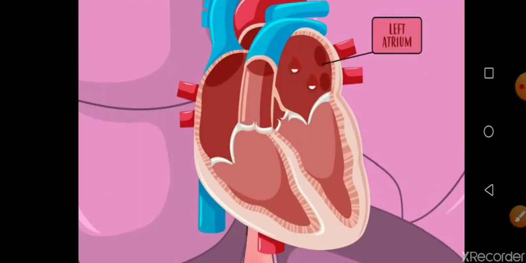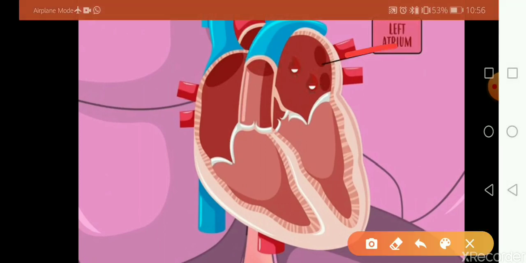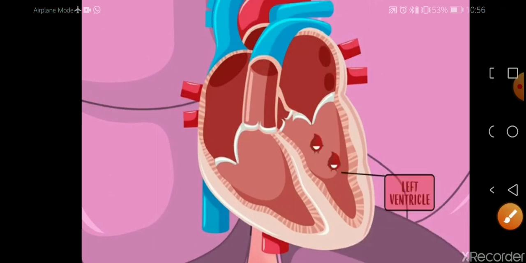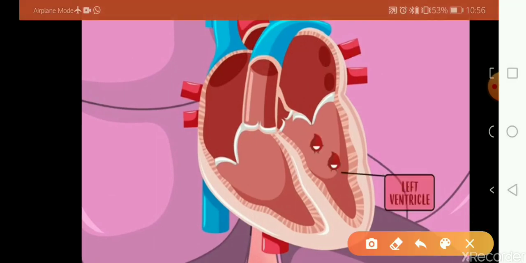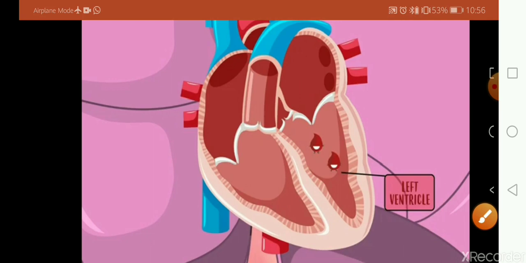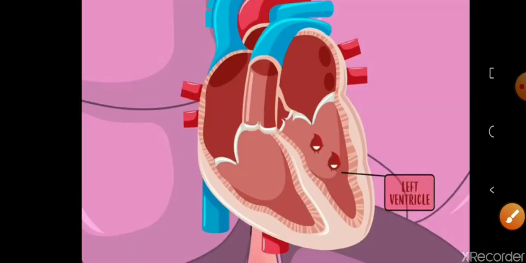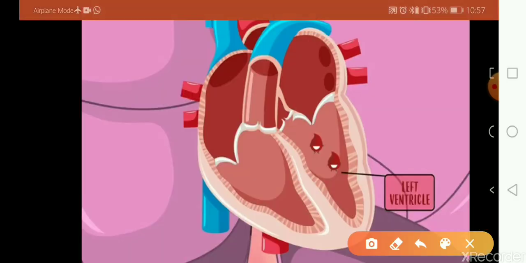Now when the blood is mixed with the oxygen, it enters into the left atrium and then it goes into the left ventricle with the help of this valve, where it is supplied into the different parts of the body with the help of arteries.